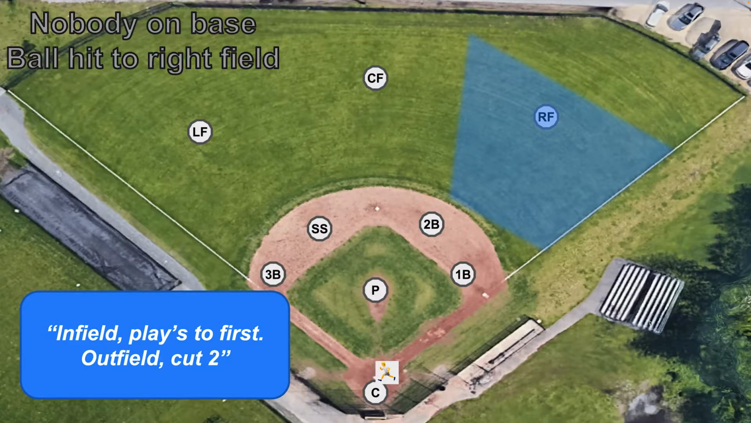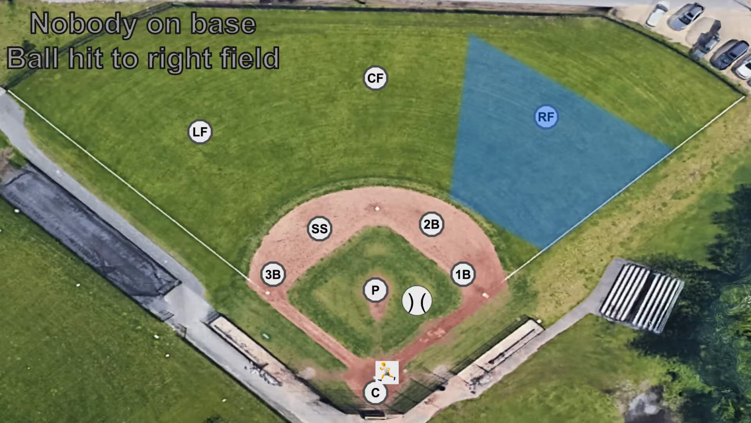So if the ball is hit into the outfield, unless it's in like shallow right field, you want to get the ball as fast as possible to second base in this scenario because you can't make that play at first. And you want to stop that runner from getting to second, or if they are trying to get to second base and try to get a double, you want to get them out. So that's why it's cut 2, letting everybody know that they want to get that ball to second base as fast as possible.